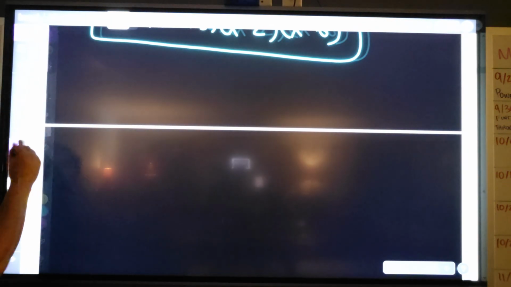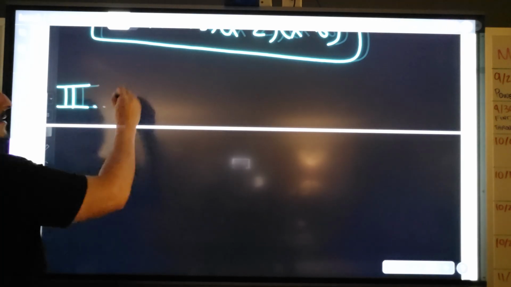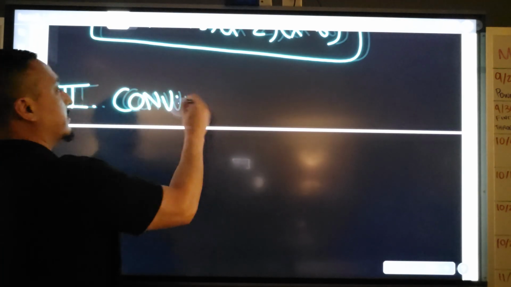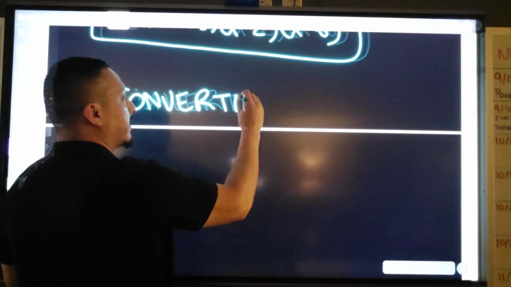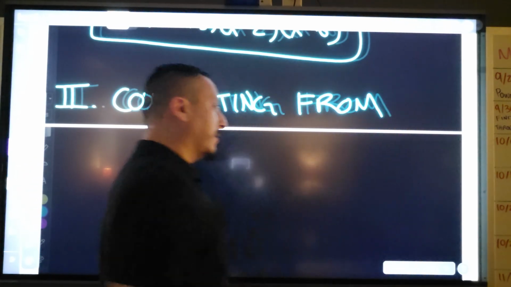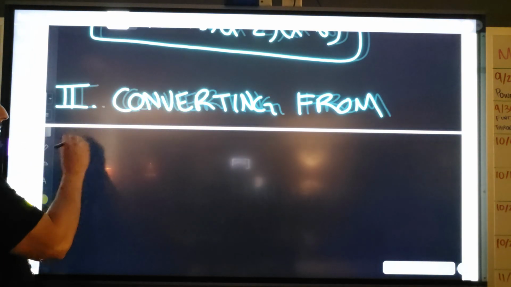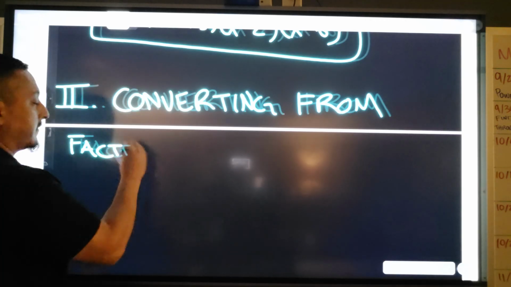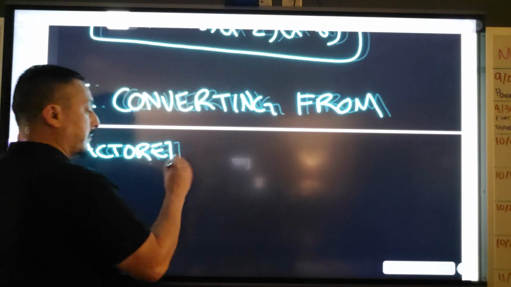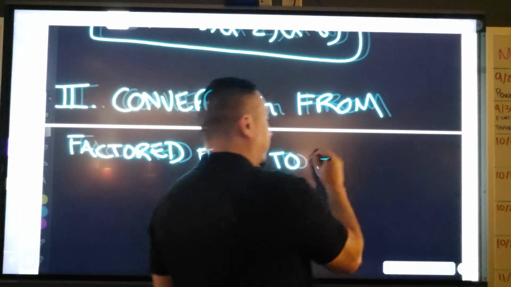Okay, so this is part 2. This is called converting from factored form to standard form.